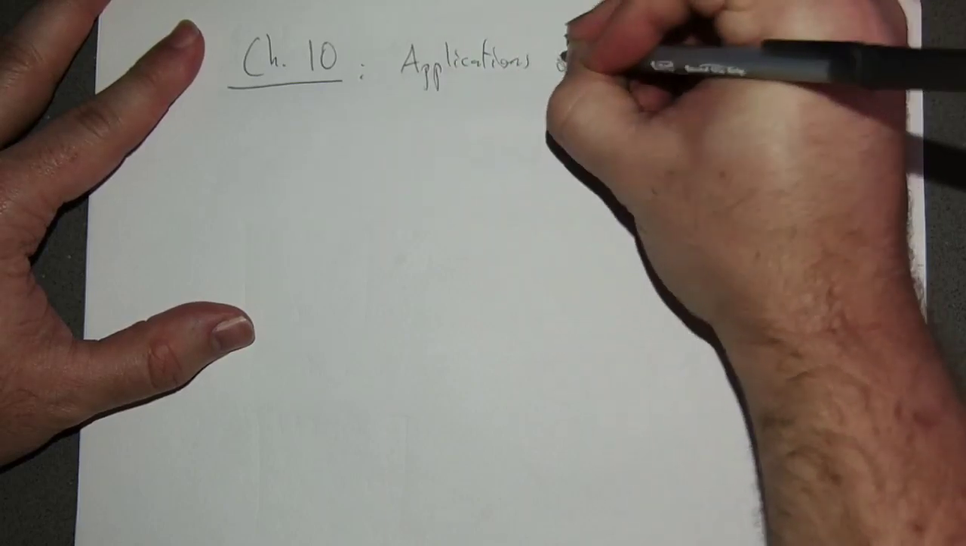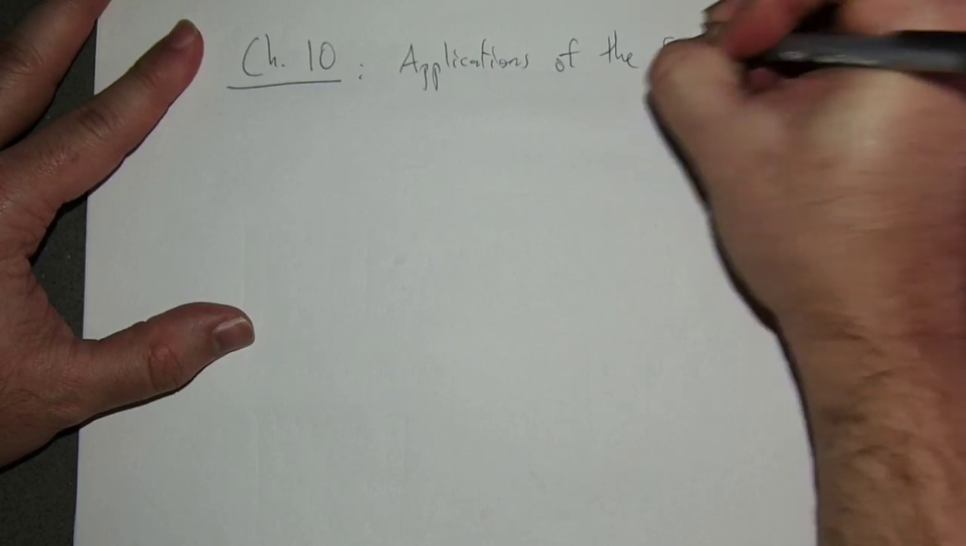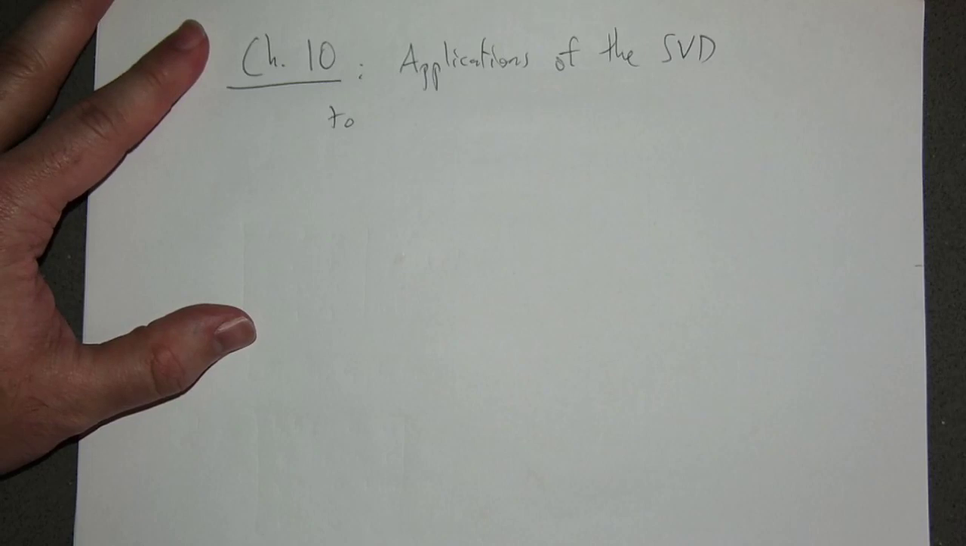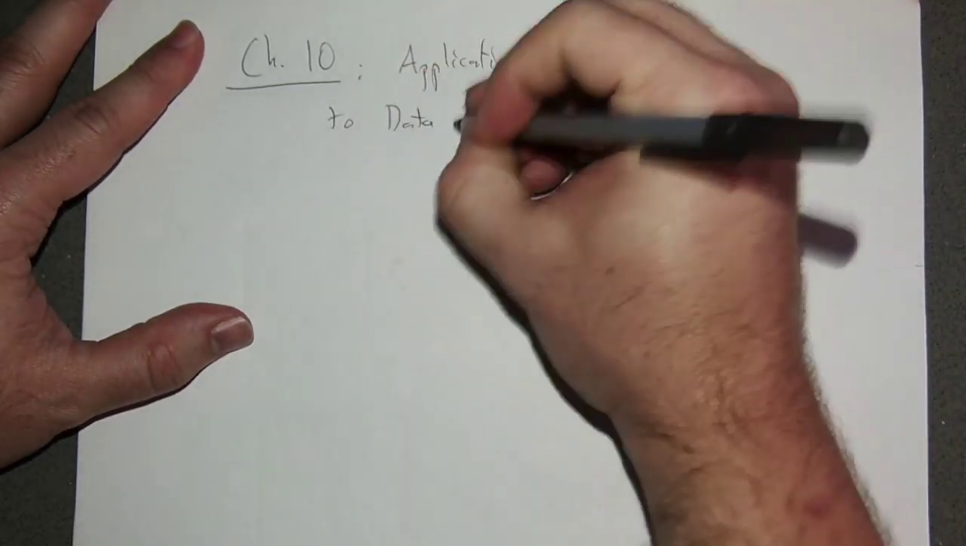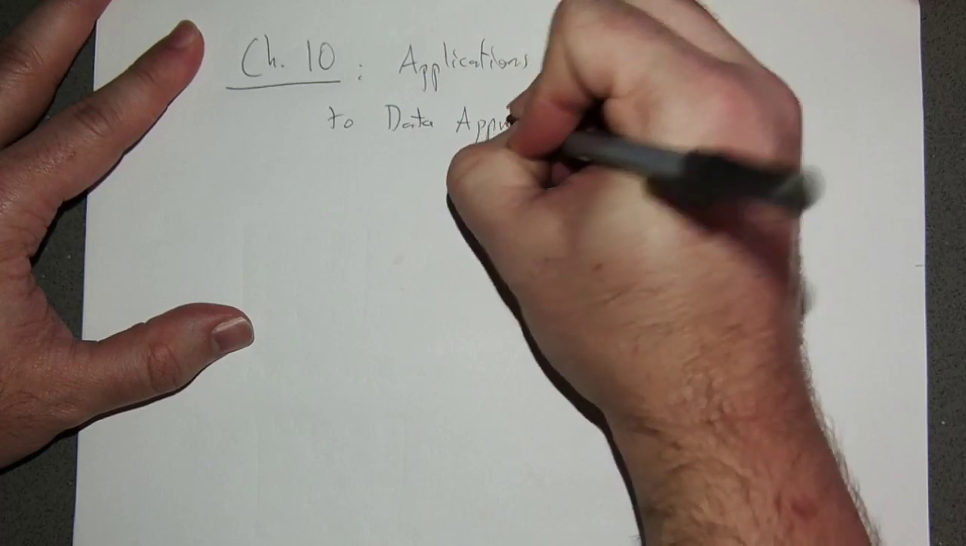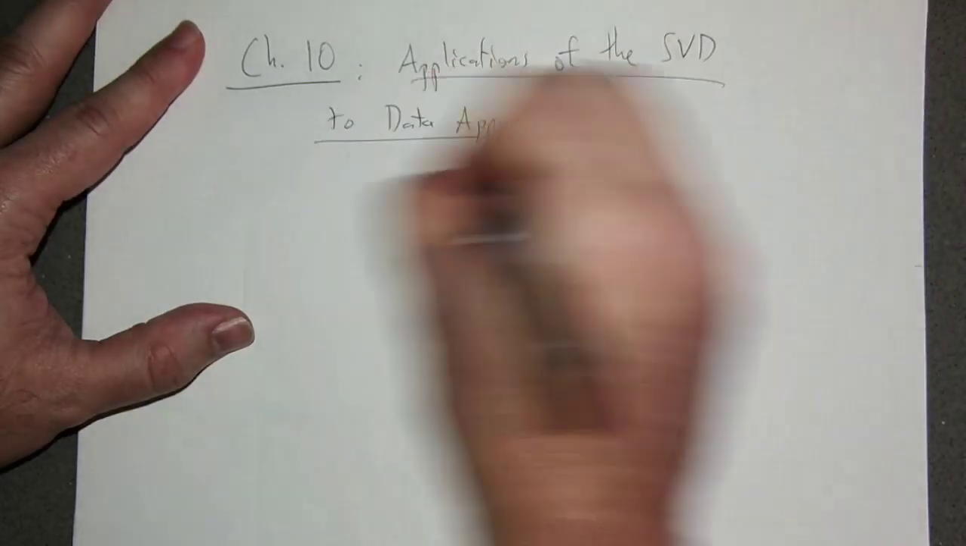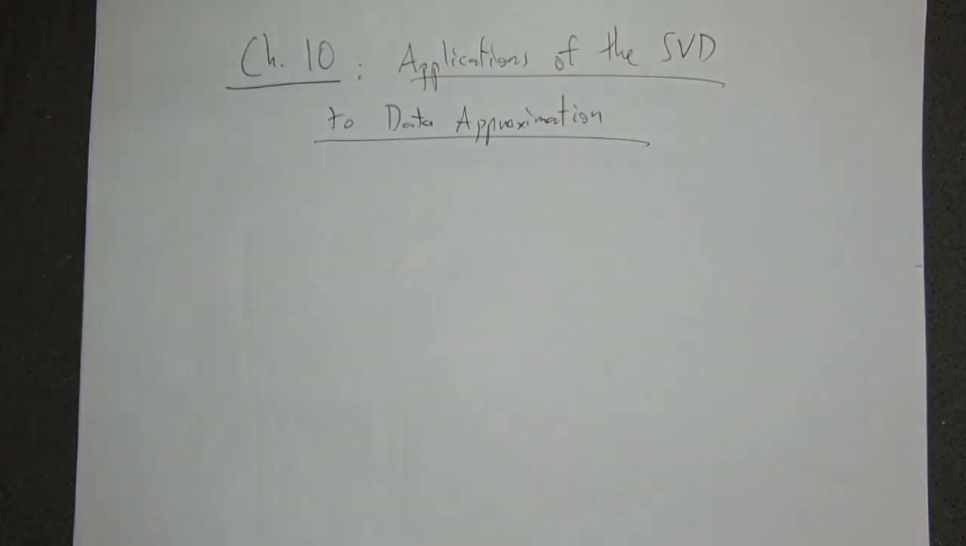So this is applications of the SVD to data approximation. Okay. All right. So then what is the idea?